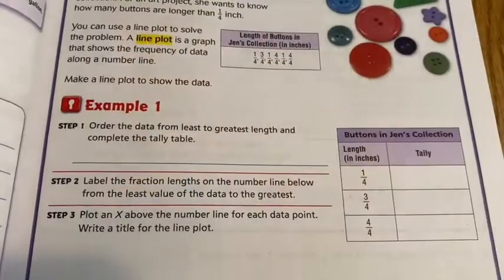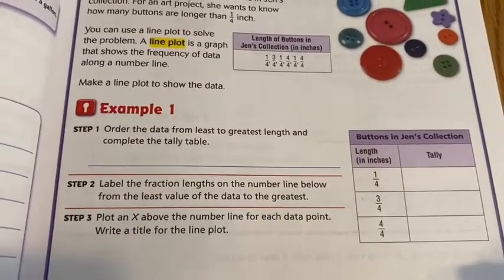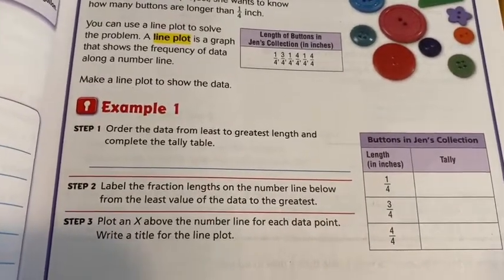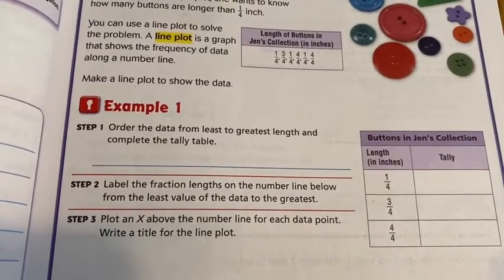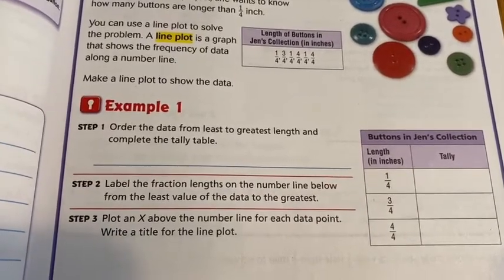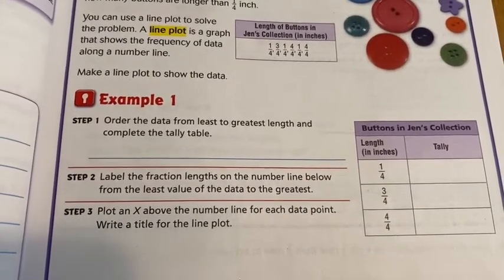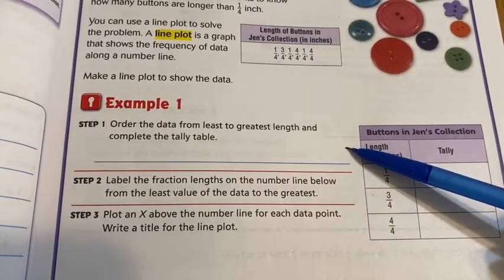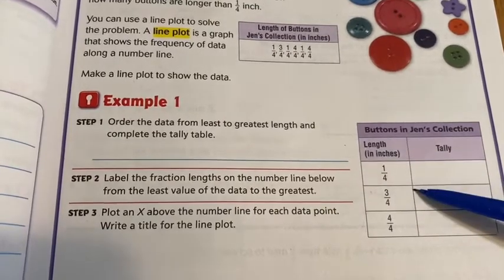You can use a line plot to solve the problem. A line plot is a graph that shows the frequency of data along a number line. Looking at example 1, we're going to use the information in the table to make the line plot to show the data. So step 1, we have to order the data from least to greatest length and then complete the tally table.